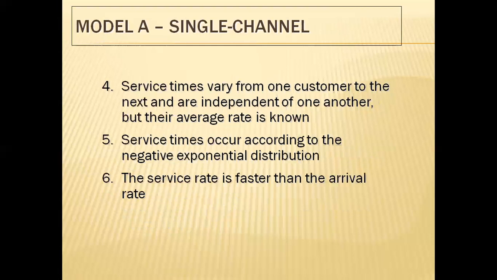Next point, service times vary from one customer to the next because you cannot specify that this customer needs all the services. For example, if we go to a departmental store, one person may require only 10 to 15 different goods. Another person may require 20 to 25 goods. Another may require only 5 products. So likewise, you cannot estimate the service timings. And hence, the next point is that service time occurs according to the negative exponential distribution. There is an open fact that can be accepted.